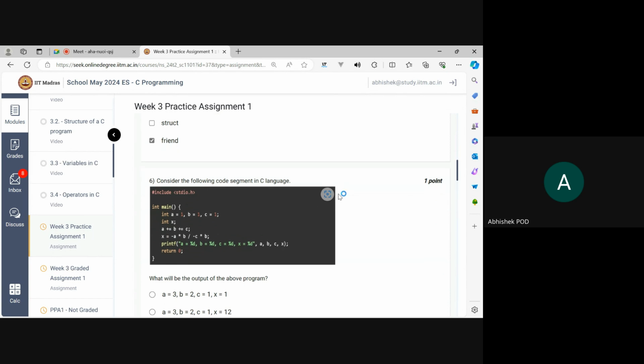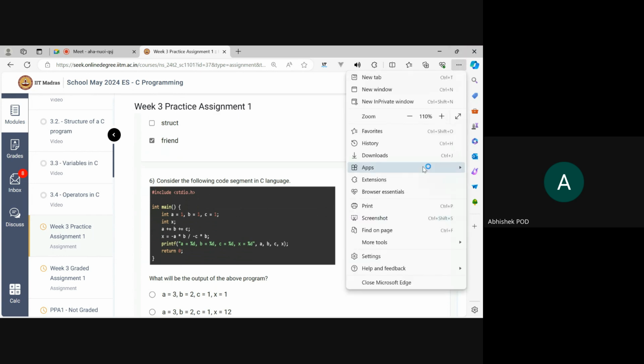All right. So here comes the first programming based question in this particular week's assignment. As you can see, this program has also imported stdio.h so that it can make use of the printf function, right? Now, what this program is doing is, let me just try to zoom it up in case it is not entirely visible.